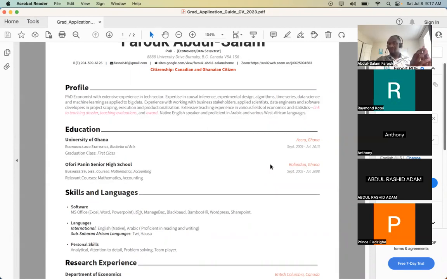So that's going to be the profile part. If you are someone interested in writing your profile before you even come to the education and the skills side, this is how to go about it. If you are not interested in the profile part, you can just highlight it and take it off. So that'll be the profile.